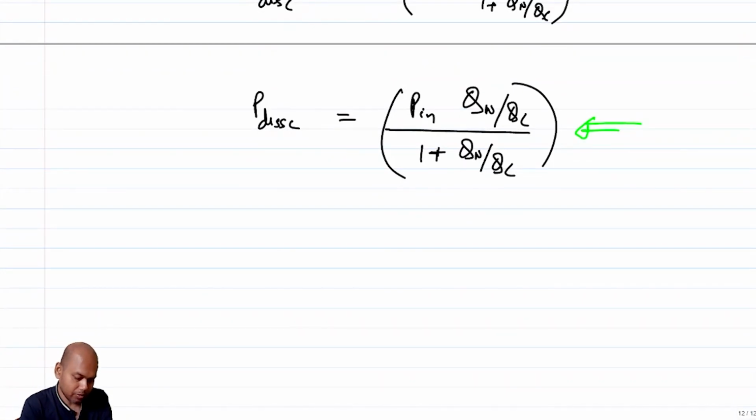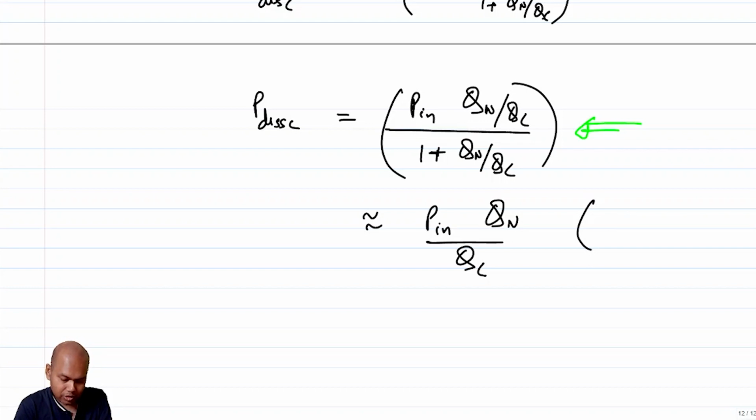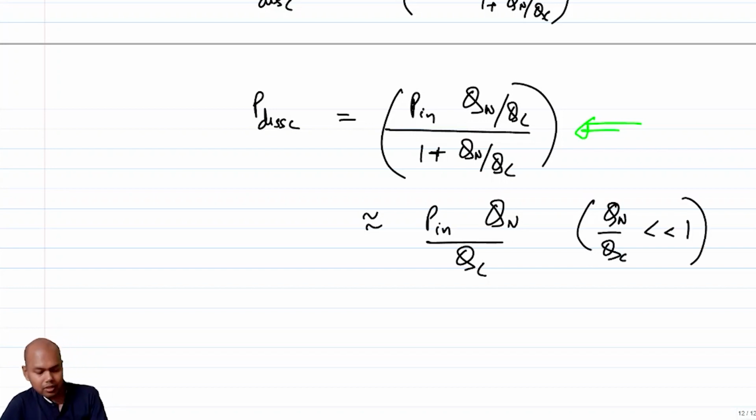This also checks out here, because for small values of Qn over Qc, this can be approximated as P in times Qn over Qc. This is assuming Qn over Qc is much less than 1, right? So this is anyway the target, but for a given Qn over Qc much less than 1, the power dissipation of the network is directly proportional to the Q factor of the network, right?